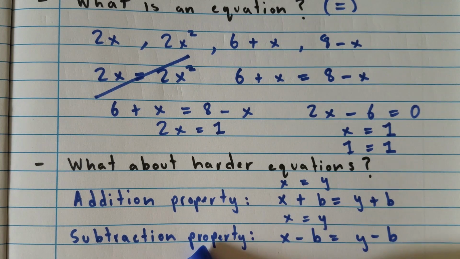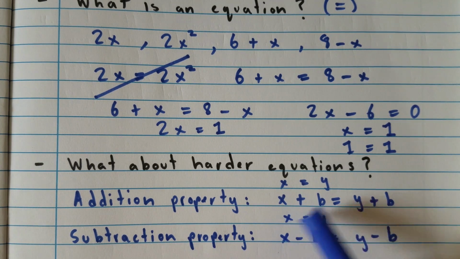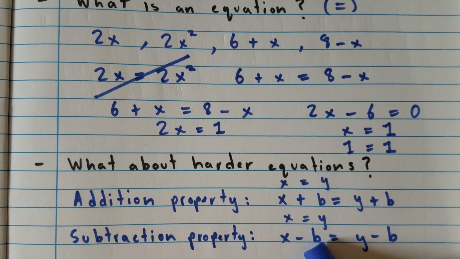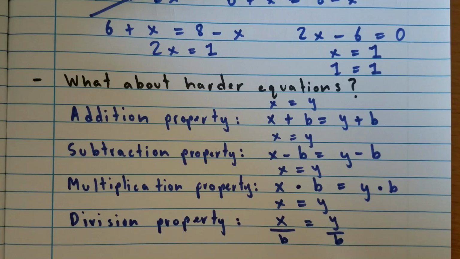What about the subtraction property? Well, if x equals y, then if you subtract something on one side, then you must subtract it from the other side as well. So if you subtract b from x, so it becomes x minus b, then you must do y minus b on the other side. Therefore, these two are equal and they're balanced.